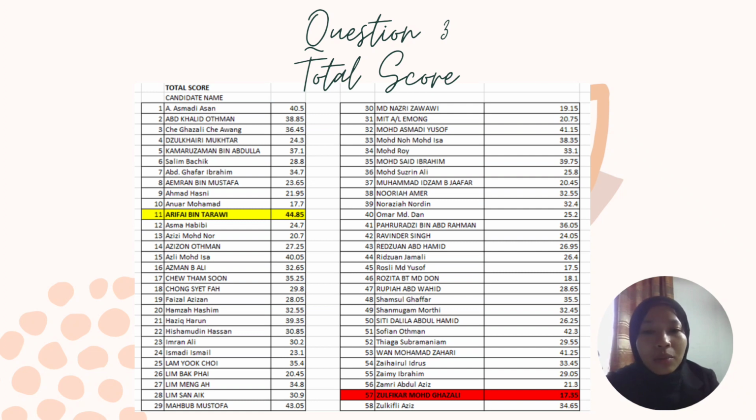I would like to present about question number 3, which is total score. Firstly, we can see among all the 58 candidates, the highest score is recorded at 44.85 by Arifai bin Tarawi, and the lowest score recorded is 17.35, which is by Zulfikar Muhammad Ghazali.